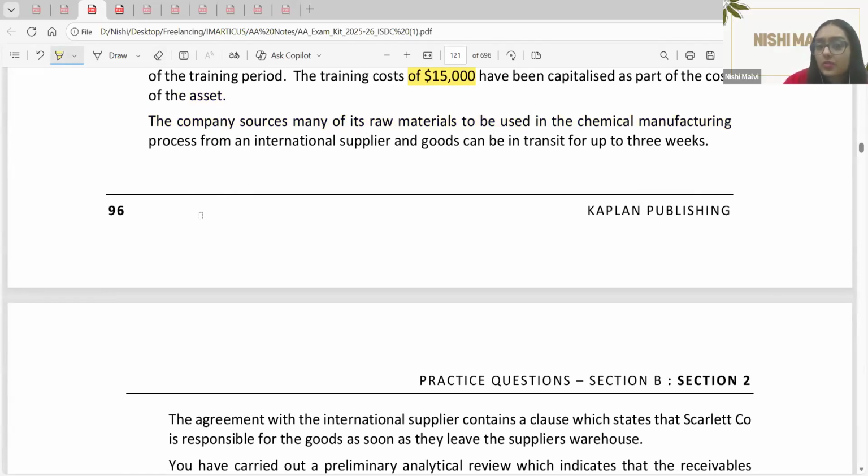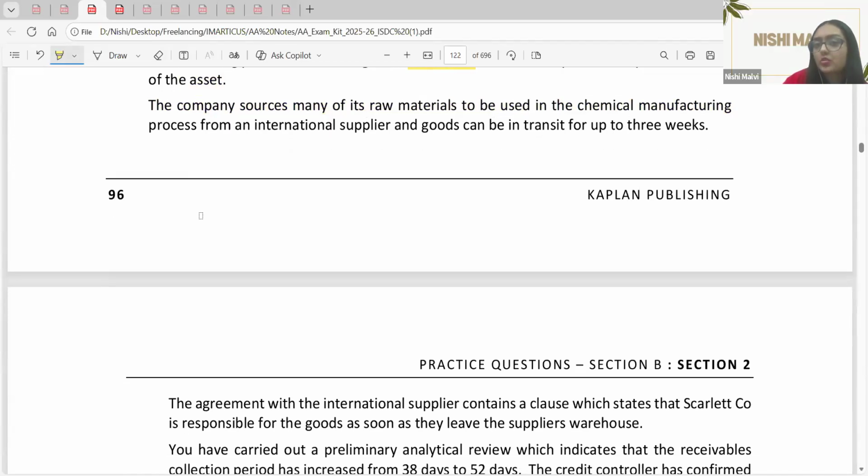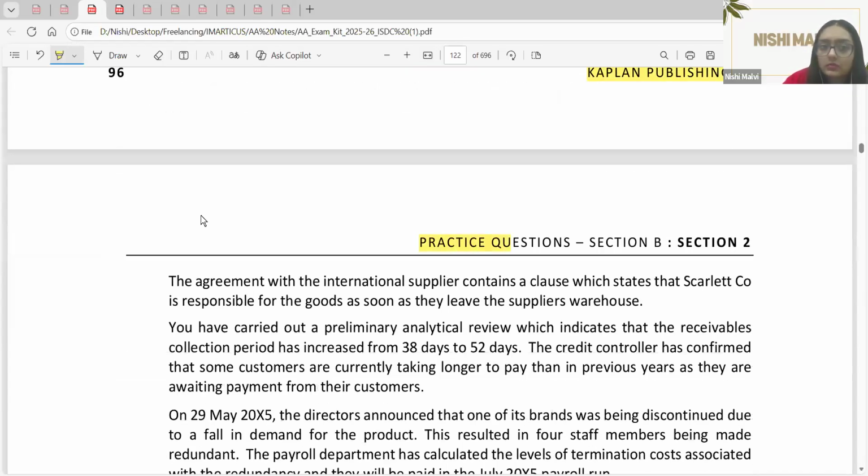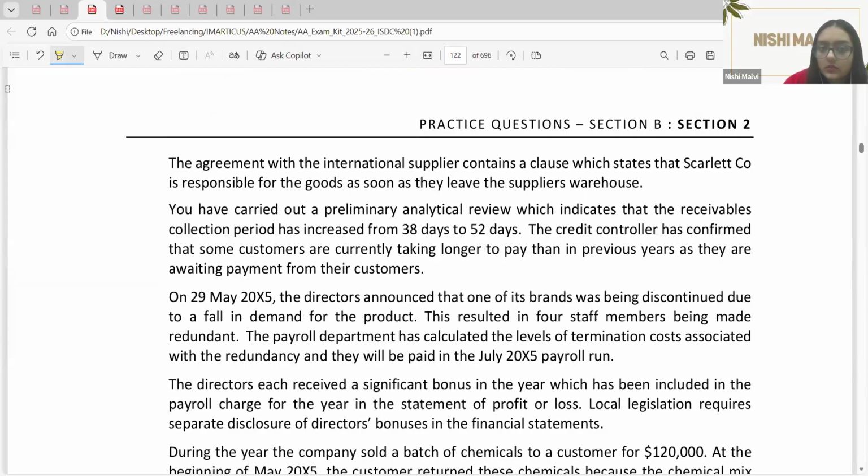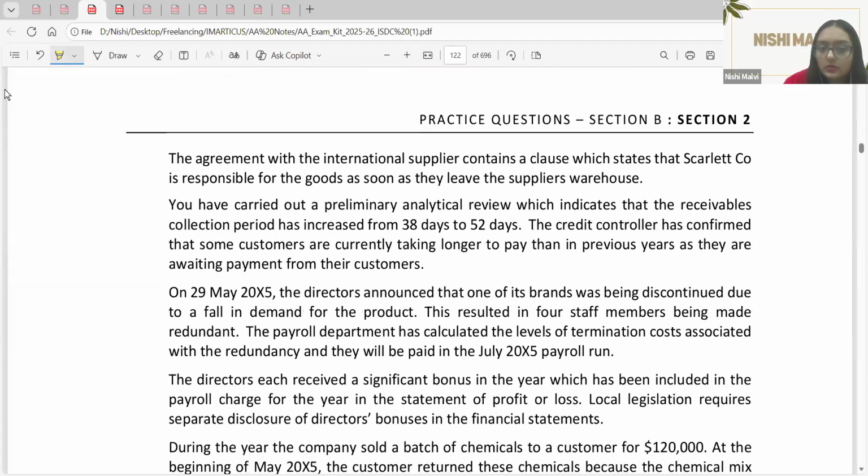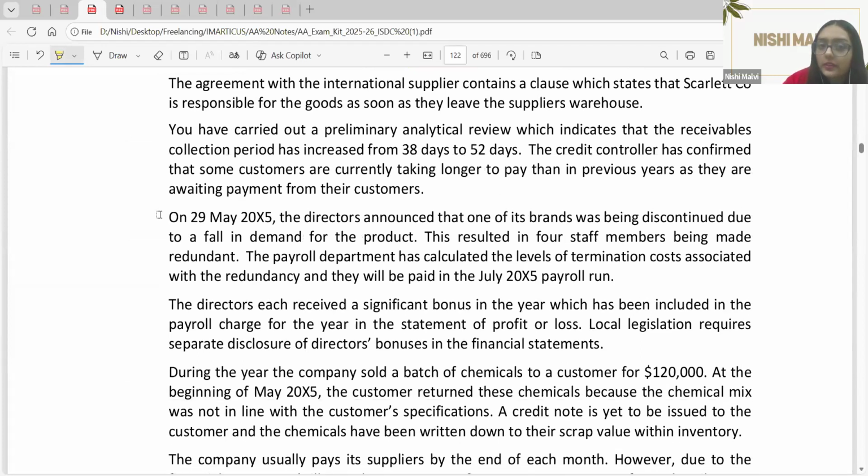The company sources many of its raw materials to be used in the chemical manufacturing process from an international supplier, and goods can be in transit for up to 3 weeks. Now, the agreement with the international supplier contains a clause which states that Scarlett Company is responsible for goods as soon as they leave the supplier's premises.